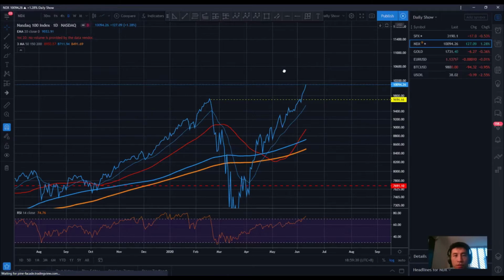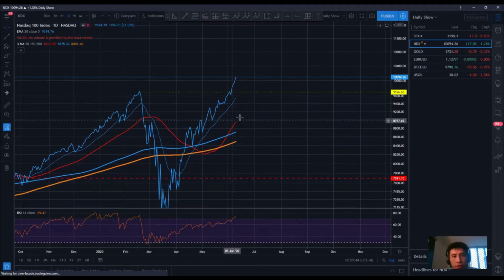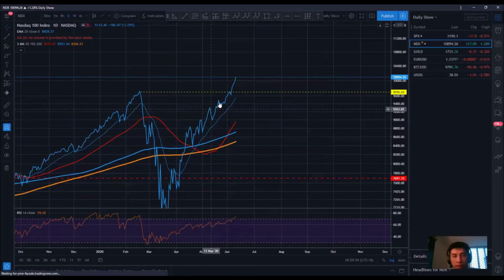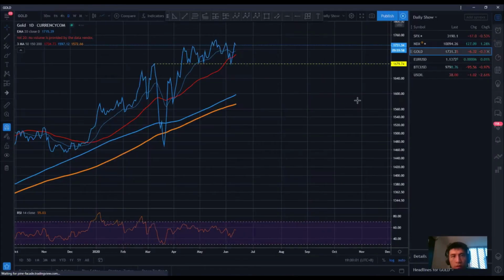So if you have entered a long trade ever since here, you should be sticking to it. I'm still sticking to all my tech trades. Tech stocks in terms of long-term investment still remain valid. And in terms of the market update, you can see market structure remains strongly bullish, because price is above the 200 simple moving average, and it's still making higher highs and higher lows. All right, let's move on to the next one, which is gold.